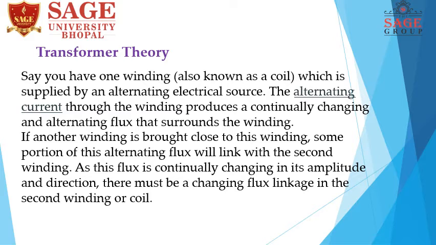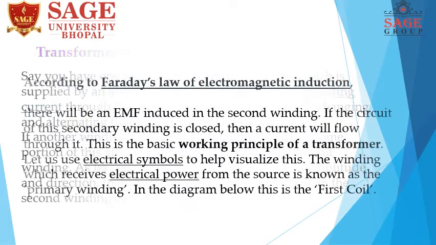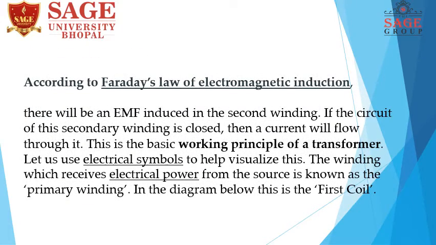There must be a changing flux linkage in the secondary winding or coil. And so Faraday's law of electromagnetic induction works here. So EMF is induced in the secondary winding, and if the circuit of the secondary winding is closed, then the current will flow through it. And this is the basic working principle of a transformer, with its electrical symbol.